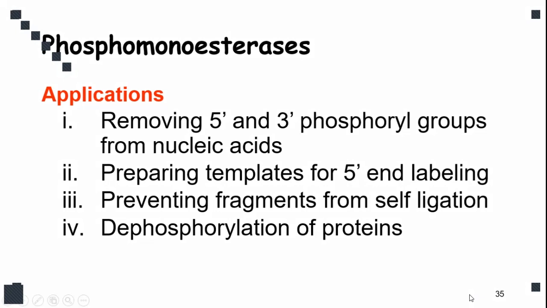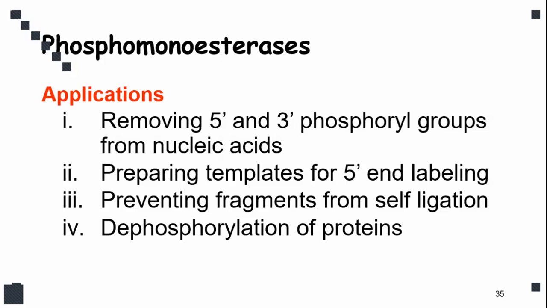So what do we do? We remove 5' phosphate groups from nucleic acid. Number two, preparing templates for 5' labeling. Number three, preventing fragment self-ligation. Number four, dephosphorylation of protein. If we want to dephosphorylate protein, we use phosphomonoesterases.